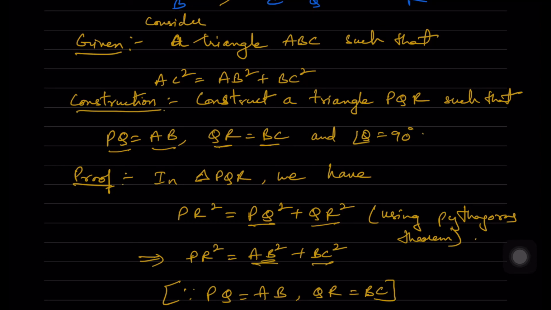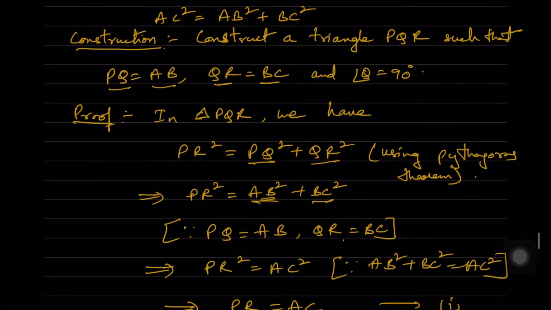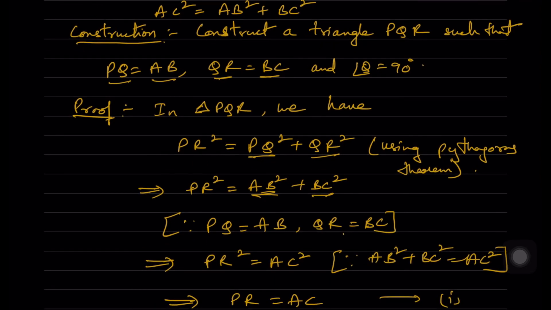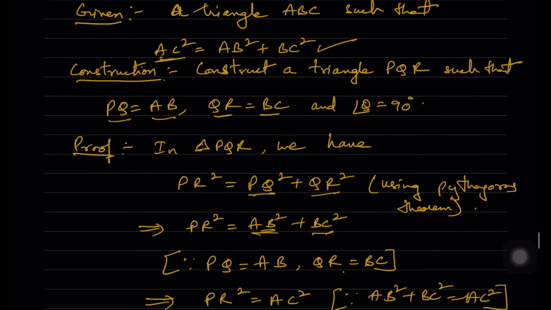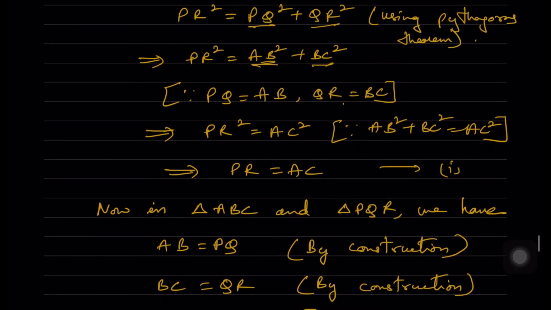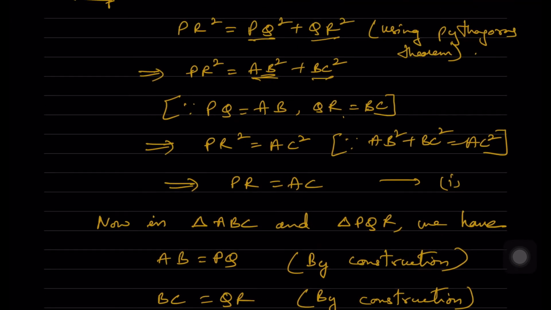That is, since PQ is equal to AB and QR is equal to BC. Now you know that AB square plus BC square is equal to AC square, that is given from our condition over there. So therefore in the place of PR square, can we put it as AC square? PR square is equal to AC square here. So therefore we get PR is equal to AC.